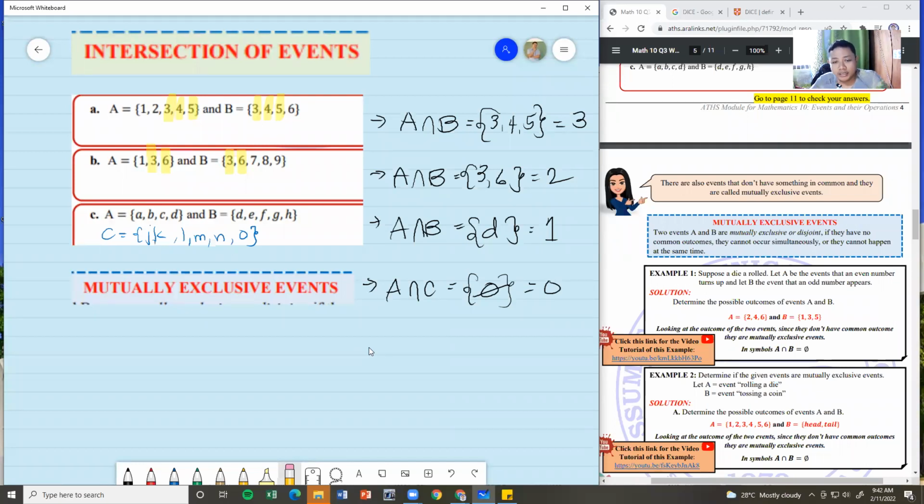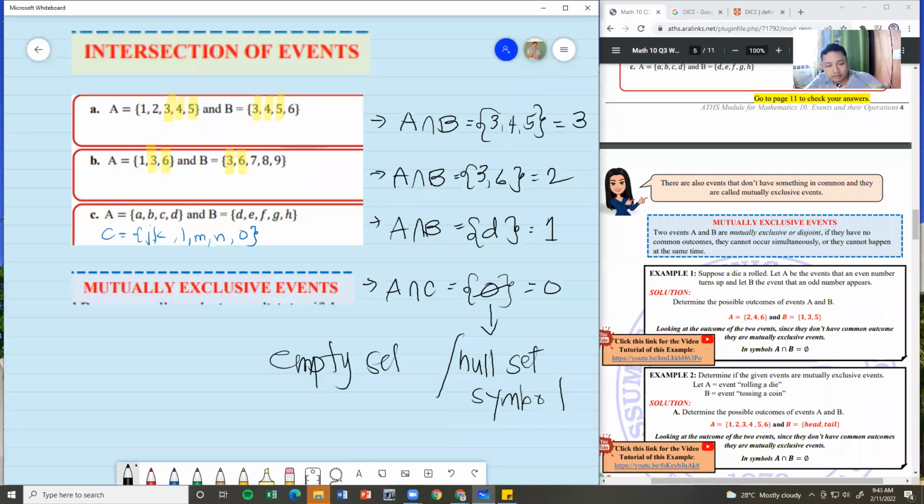And we usually use this symbol again. What do you call this symbol? Type it in the chat box, please. What do you call that symbol? That's a null set. Yes, it's the null set symbol. Or aside from the null set, that's also called an empty set. So kung walang common sa kanilang dalawa, then that's just a null set or the value will be 0. Got it?